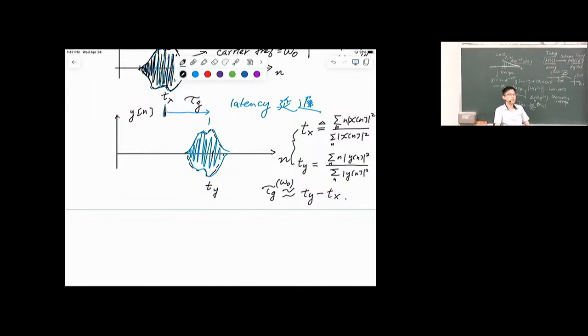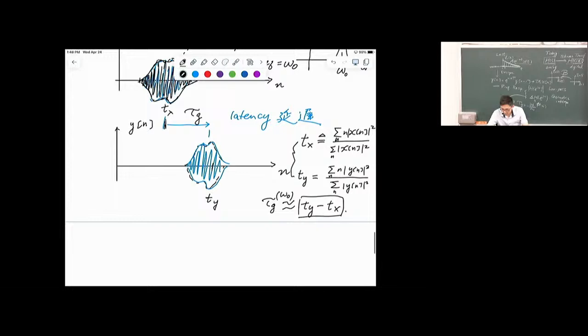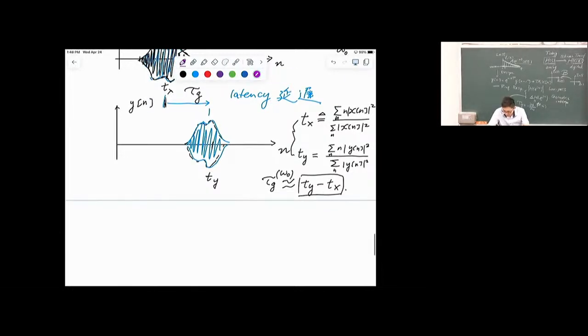Tau g itself is a function of omega. But when we evaluate group delay at the center frequency of this narrowband signal, it gives us a good, precise estimation of the delay time, ty minus tx, in terms of a centroid weighted by the signal energy. That's why group delay is also called energy delay. It's also called energy delay for this very reason.